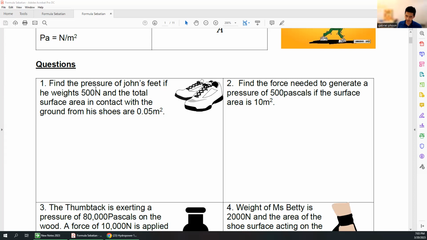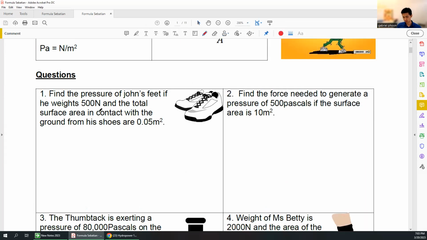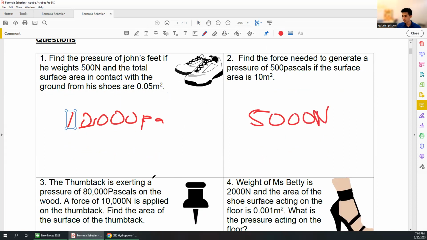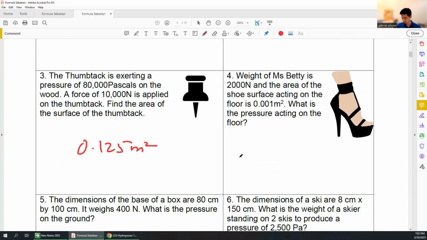Okay. The first one, you're supposed to get 10,000 pascals. The second one, you're supposed to get 5,000 newtons. Right, the third one, you're supposed to get 0.125 meters square. The fourth one, you're supposed to get 2 million pascals.